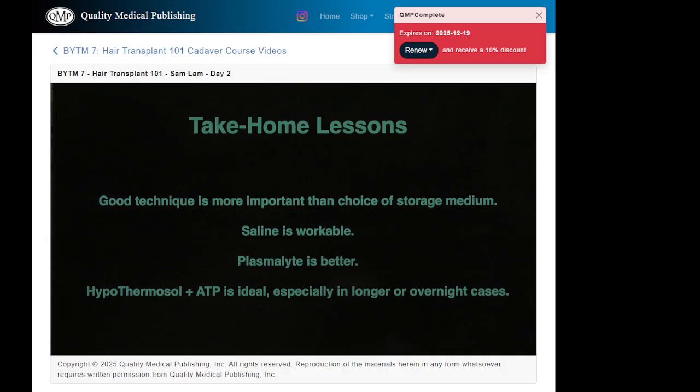So good technique is much more important than any choice of storage media. Storage media are a minor issue, but I think it's still important to cover. Saline is a very workable medium to use if need be. Plasmolite may be better. It's not that much more expensive. Hypothermosol ATP, in my opinion, works very, very well, especially for longer overnight cases.